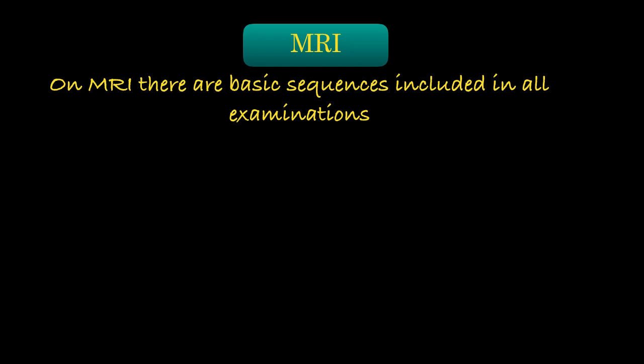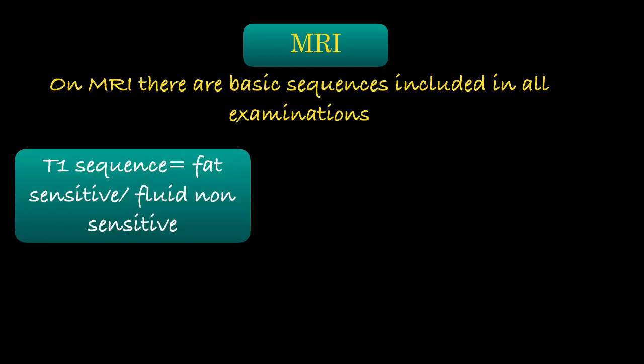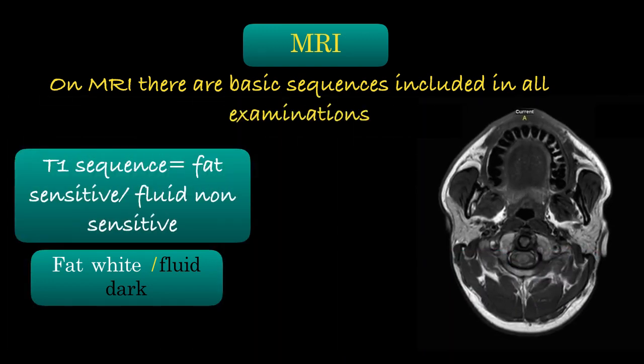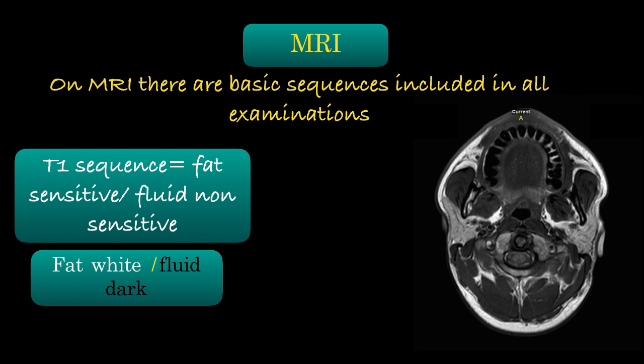So in MRI, we have 4 basic sequences. The first sequence is called the T1 sequence. In the T1 sequence, it is fat sensitive and fluid non-sensitive, meaning that fat will appear white in the sequence, while water will appear dark or black. This is a picture of an MRI examination, T1 sequence.